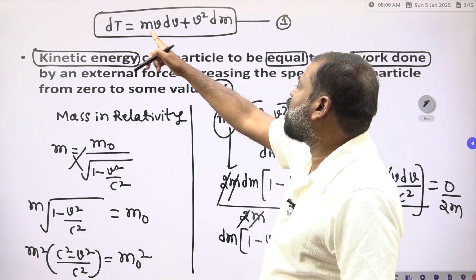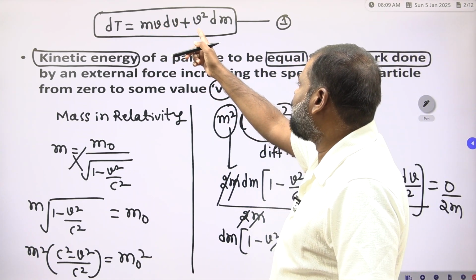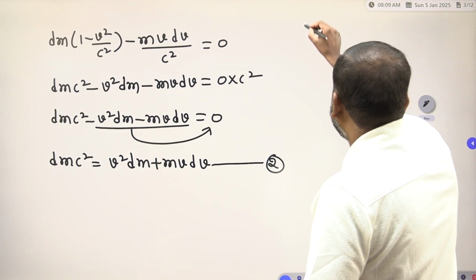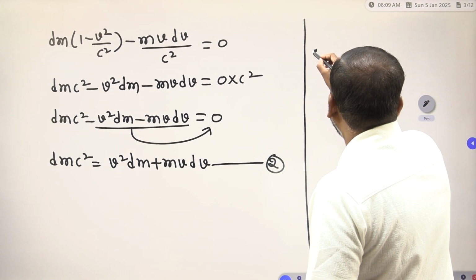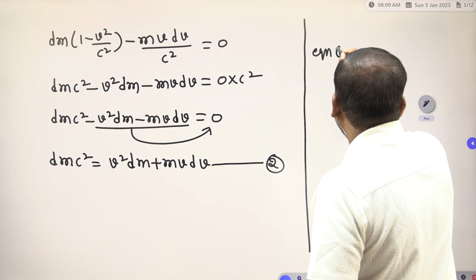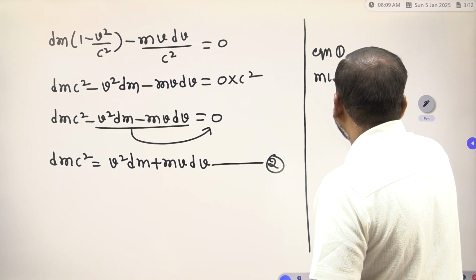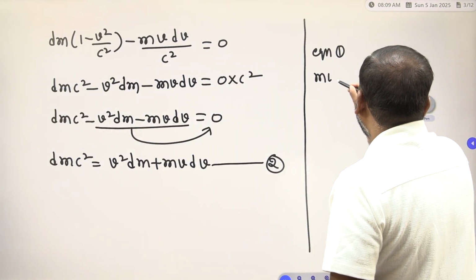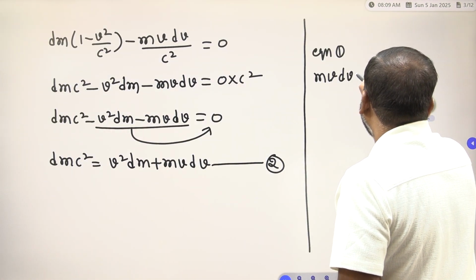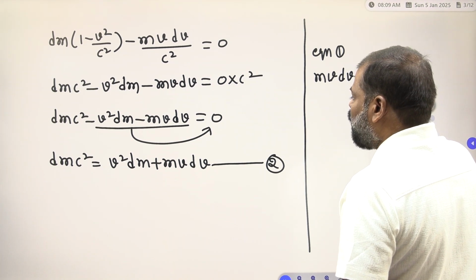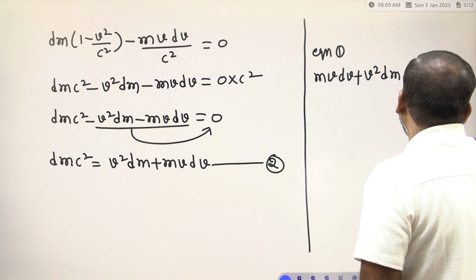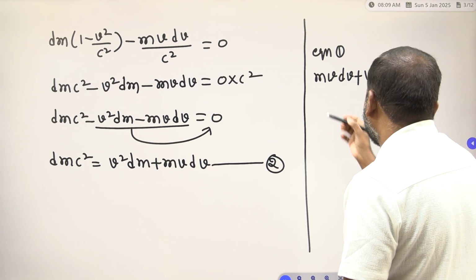According to equation number 1, m into v into dv plus v square into dm is equal to dT. What is equation number 1? Equation number 1 is m into v into dv plus v square into dm is equal to dT. This is equation number 1.